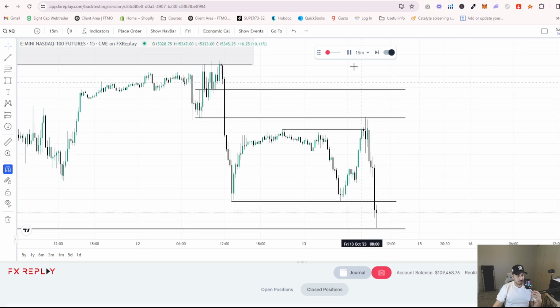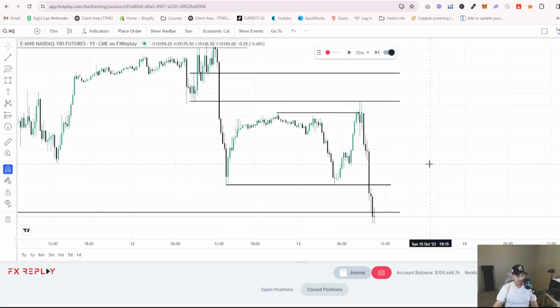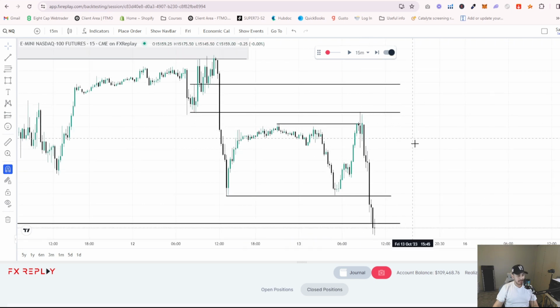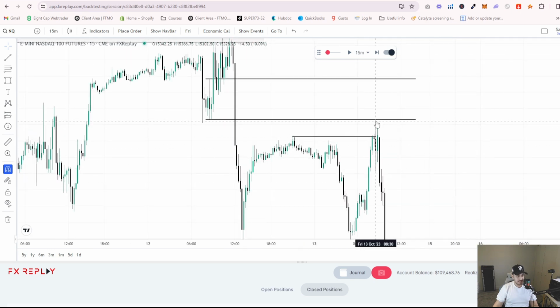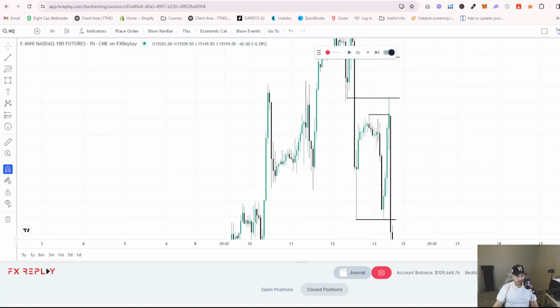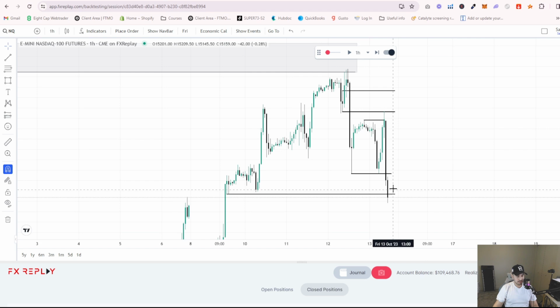So we tapped the one. Okay, so there you go, guys. We literally just did this super quick. As you guys could see, we tapped the bottom of that 1 hour breaker block, right? Let's go to the 1 hour. We tapped the bottom of that 1 hour breaker block right there. And then we completely displace to the downside and take out those relative equal lows left from the overnight session in this external liquidity. Remember, guys, external liquidity, and then we take out internal liquidity, bearish unicorn setup.